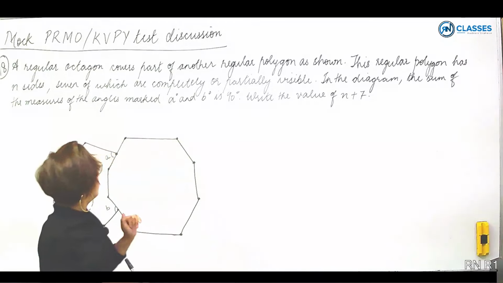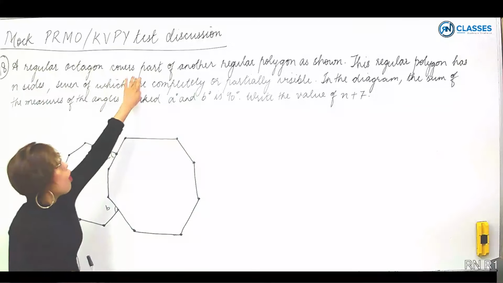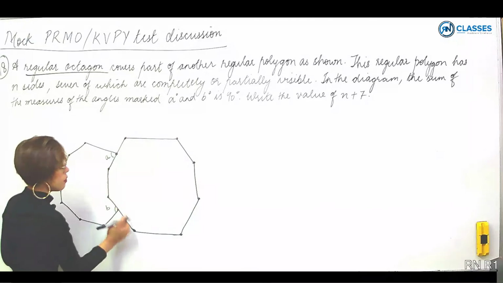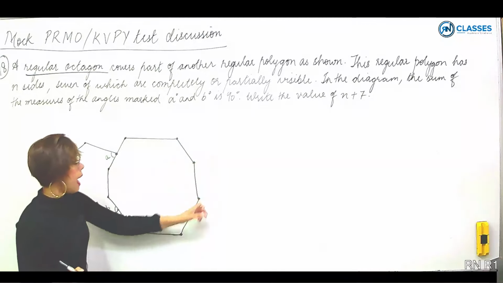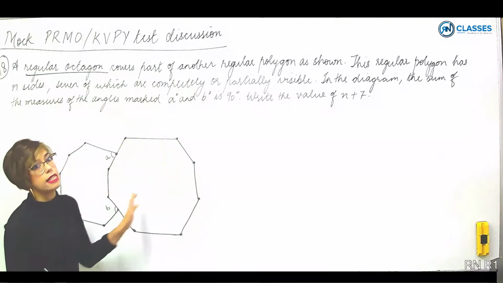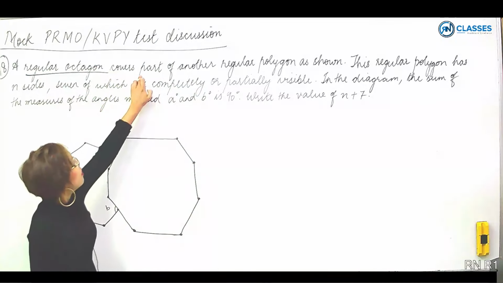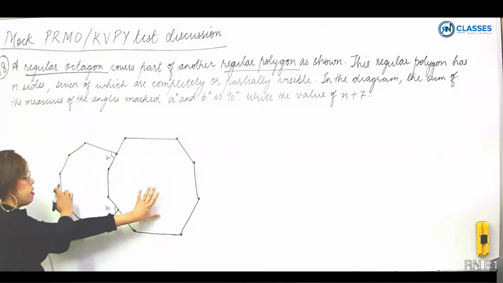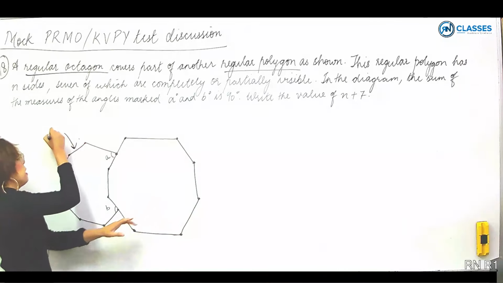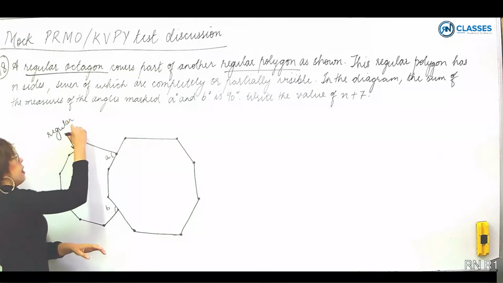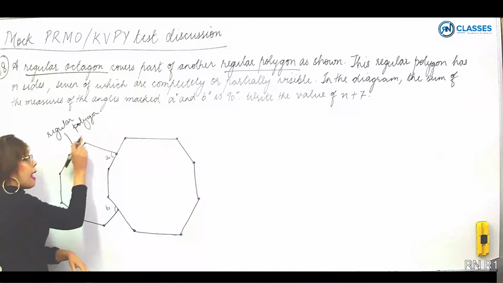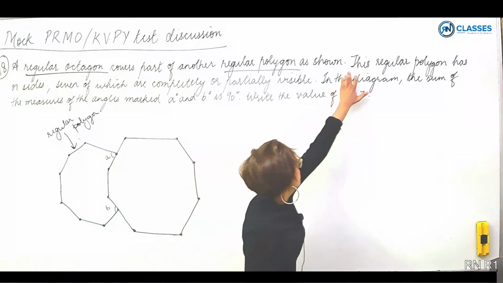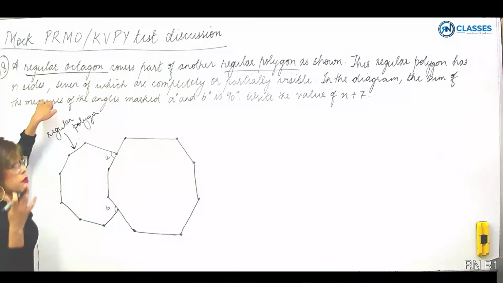He says, a regular octagon covers part of another regular polygon. Now, you can see regular octagon, that means he is talking about this figure. Regular as in all the sides are equal, as well as all the angles are equal, and obviously it is 8-sided. And this covers part of another regular polygon. So this octagon is covering a part of another regular polygon. So this, the behind one, is actually a regular polygon. That means all the sides as well as all the angles will be equal. Now he says this regular polygon has n sides. Okay, so it's an n-sided polygon.